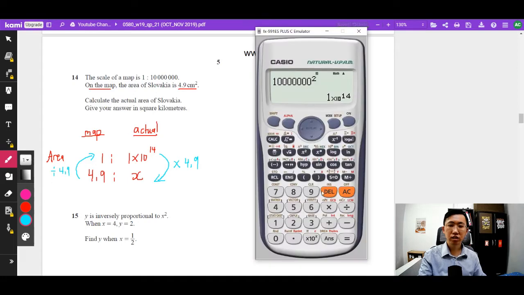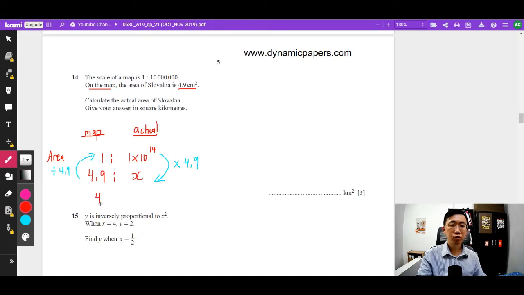So teacher is going to use calculator here. Times 4.9. Okay, what is this? True indeed, 4.9 times 10 to the power 14. So let me do that. 4.9 times 10 to the power of 14. So this is the area. Okay, so why is it a 3 marks question over here? Is because this unit right here is actually centimeter square. How come teacher know this is centimeter square? Because the question given to you is in centimeter square. So your difficulty that you may be facing right now is changing to kilometer square.